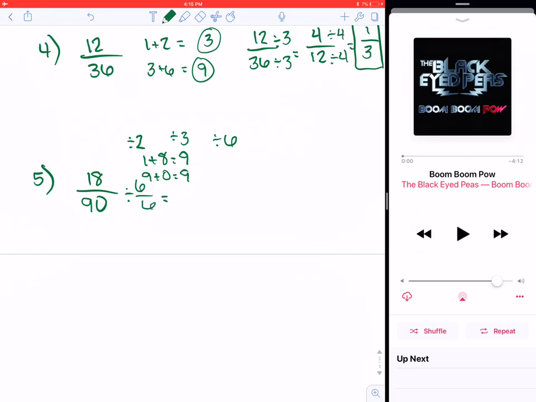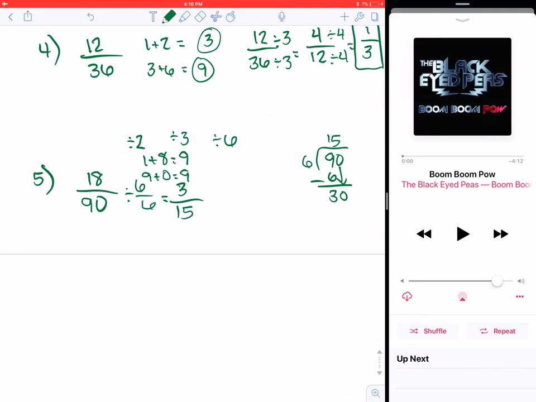18 divided by 6 is 3. Ooh, what's 90 divided by 6? 90 divided by 6 is 15. Well, thank you, Siri. But let's do it the long way just to be sure. Siri has it. Okay, but wait, am I done?